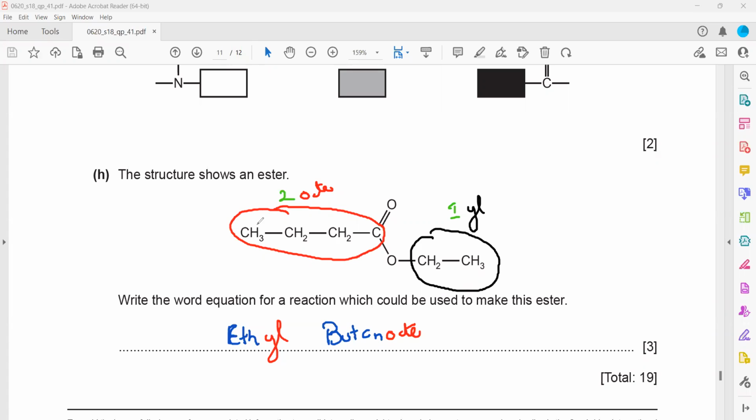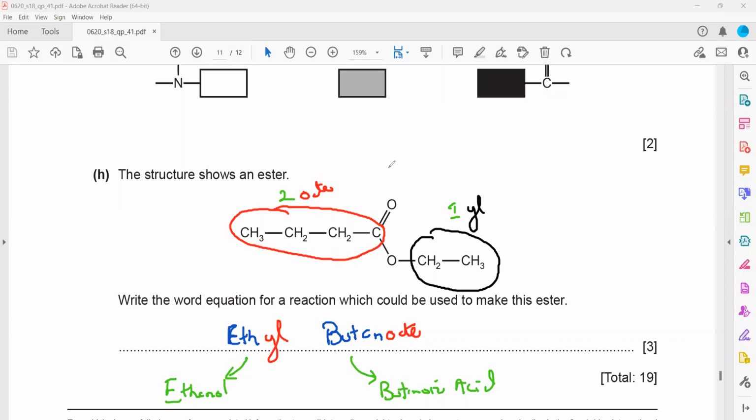Can you identify which alcohol and acid react to form this ester? Which alcohol? Ethanol. And the second one is butanoic acid, because carboxylic acids and alcohols react to form an ester. The first name of an ester is from the alcohol. The second name is from the carboxylic acid.